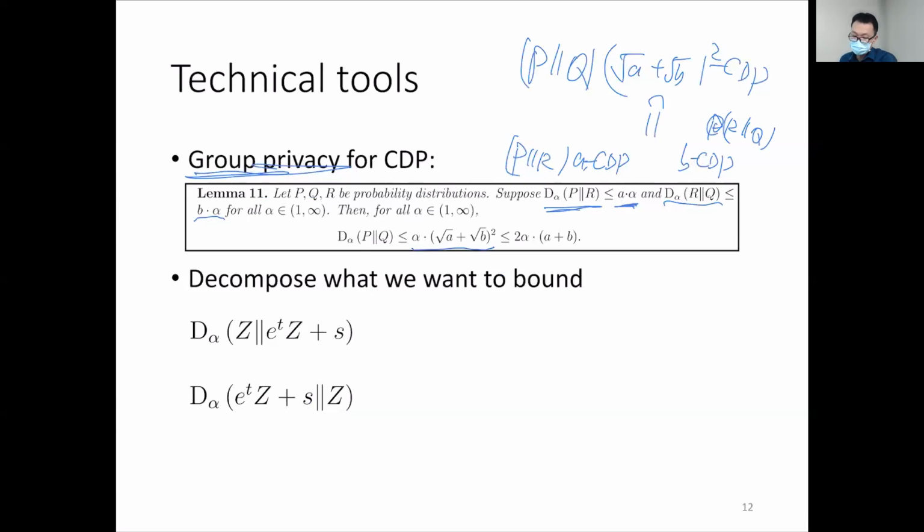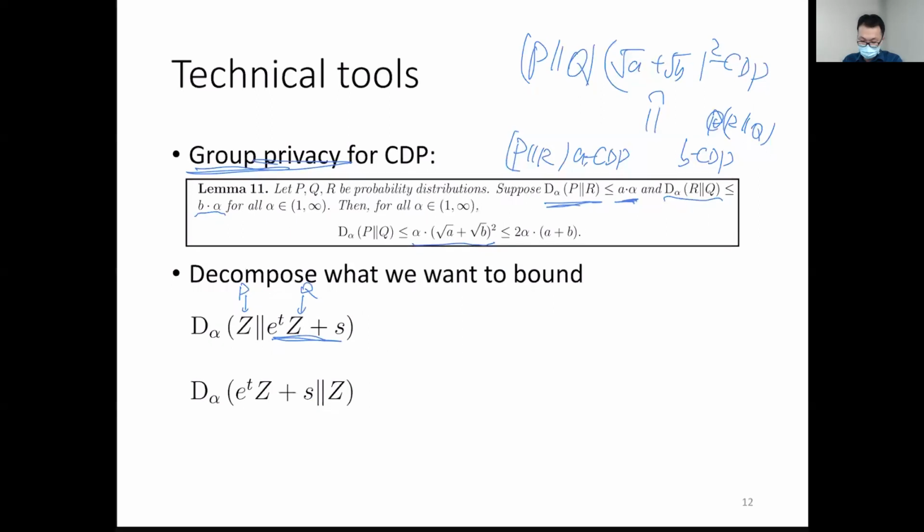So what is this particular? We'll be choosing this to be P and this to be Q. And the question is, what is this R that we should be using? Okay, so the argument is the following.